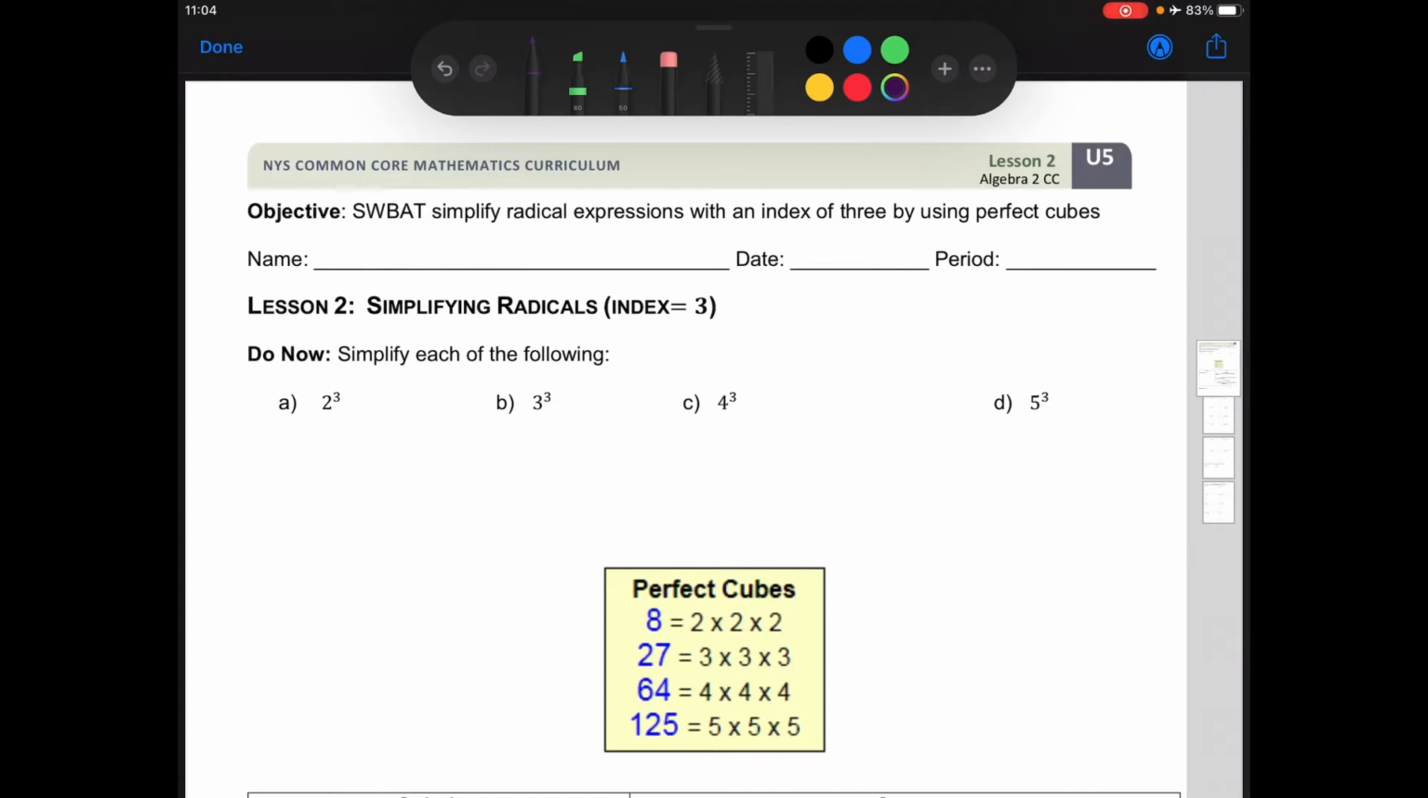Our topic today is simplifying radicals when the index is 3. When I say index 3, think of a square root. A square root means your index is basically 2; we don't really write it. When I say the index is 3, the 3 is written here. This means it can be rewritten as, if I had x, the same thing as writing x to the 1/3 power. That's what the index 3 means.